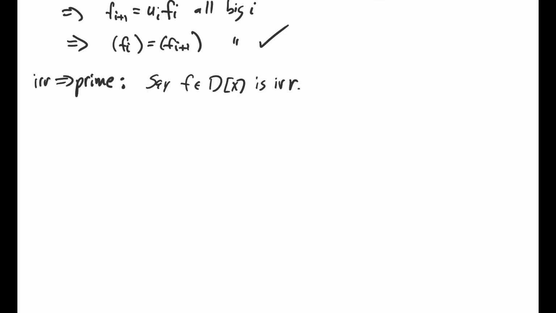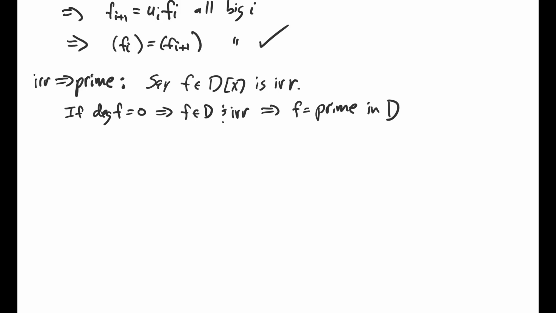All right, we're going to do the constant polynomials separately. So if f has degree 0, then it's actually just a D. And we already know that D is a UFD. So therefore, it'll be prime in D. Okay, prime in D, but do we get prime in D[x]?